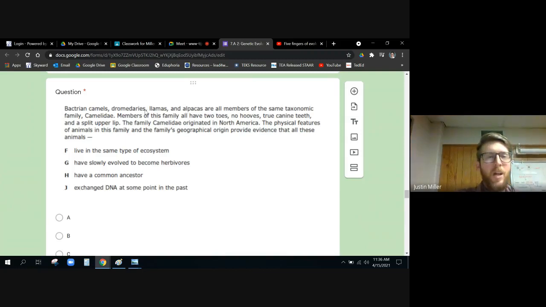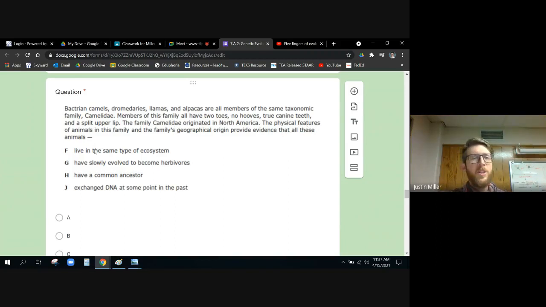But they do have some things in common. They have two toes, they don't have hooves, they have true canine teeth, sharp pointing teeth, and a split upper lip. You ever seen a camel's lip, how it's split in the middle? It's kind of weird looking. I think a camel has one hump and a dromedary has two, I want to say. But anyway, they're all in the same family.